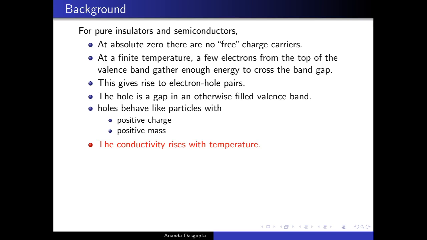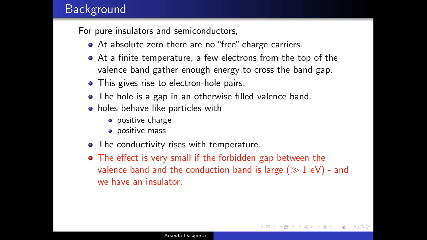This is in stark contrast with what happens with metals. In metals, you already have plenty of electrons which are freely available to conduct, and raising the temperature essentially creates impurities in the metal crystal, and these impede the motion of these electrons. So in a metal, the conductivity falls with temperature. In insulators and semiconductors, on the other hand, conductivity rises.